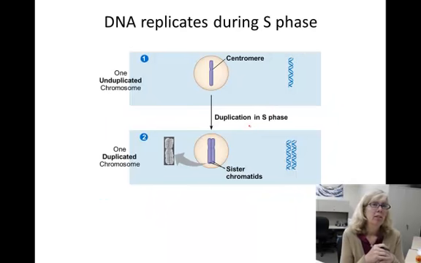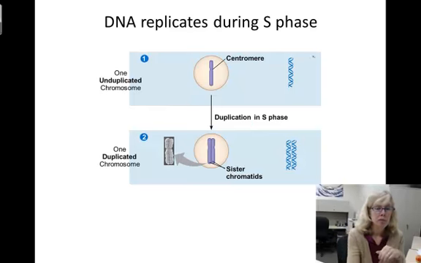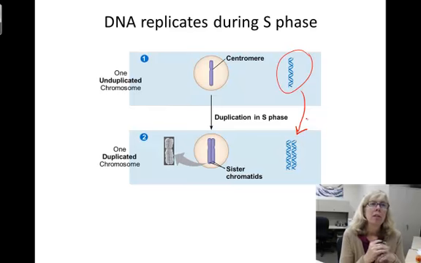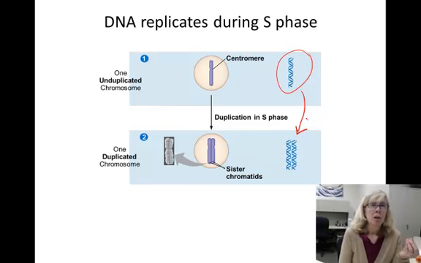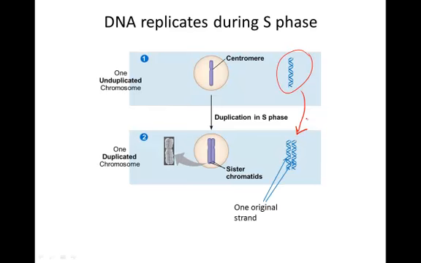DNA duplicates during the S phase of the cell cycle. You know that the duplicated chromosome contains 2 sister chromatids, shown here. You've now learned that within each chromatid, after duplication has occurred, one of the strands is original and one has been freshly added.